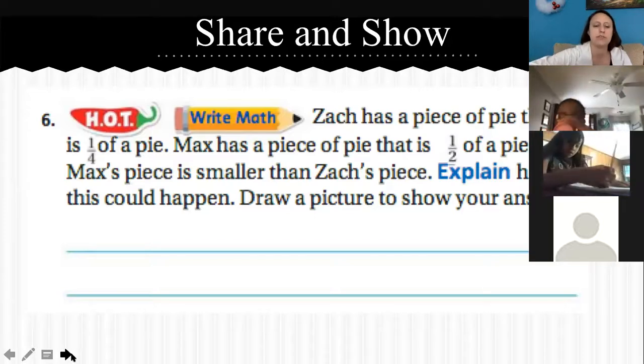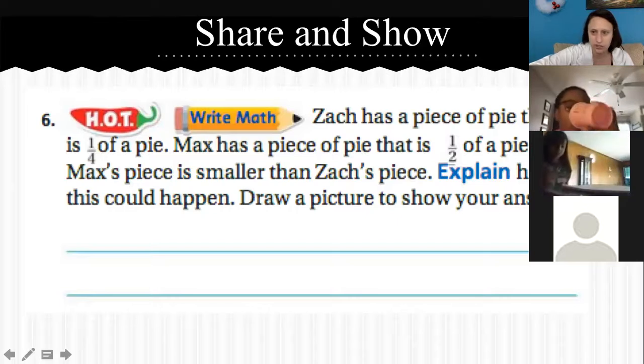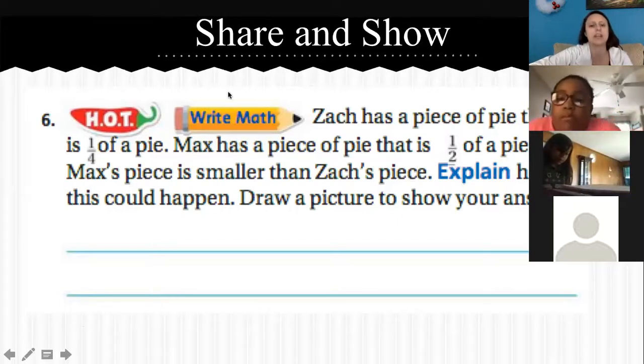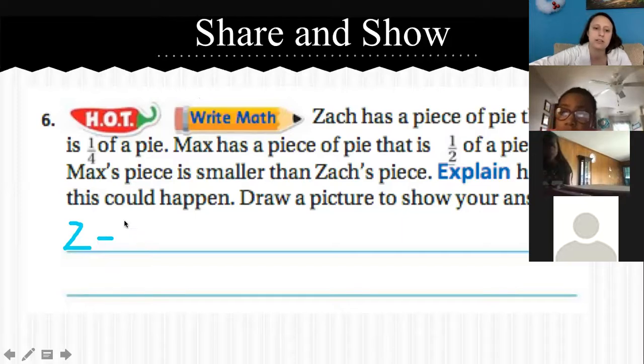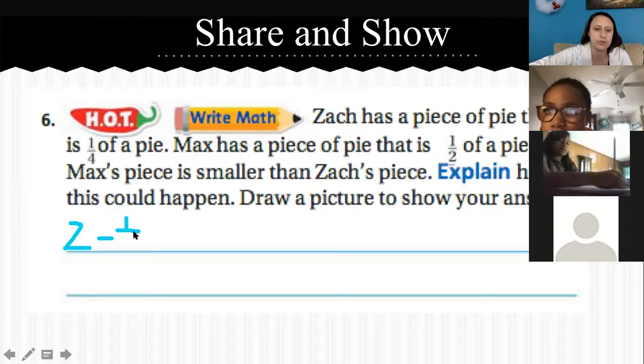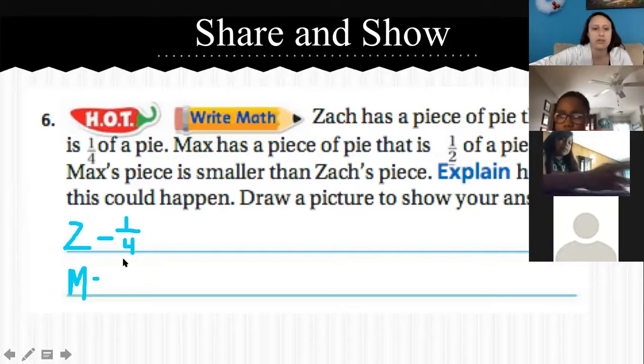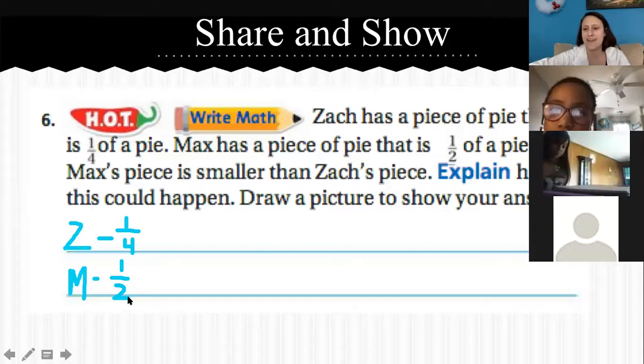All right, guys. So let's look at what the 2 fractions are. Zach's fraction is what? 1 out of 4. Good. He has 1 out of 4 of a pie. Max has what? 1 out of 2. 1 out of 2 of a pie. Do you remember when we talked about halves?